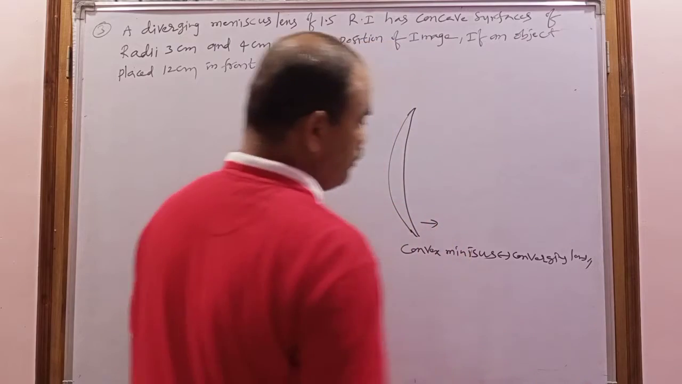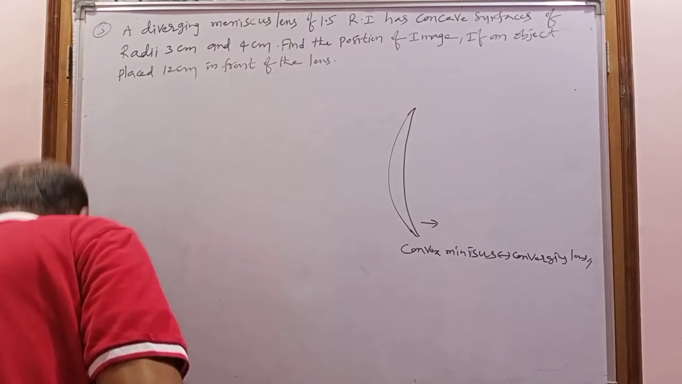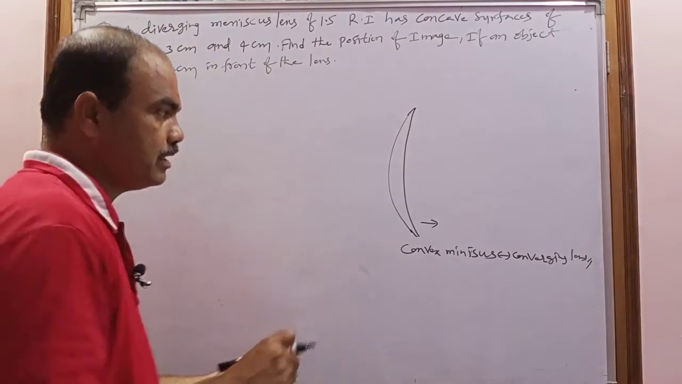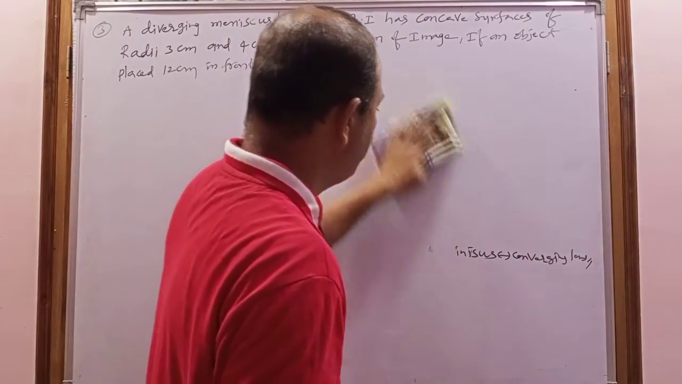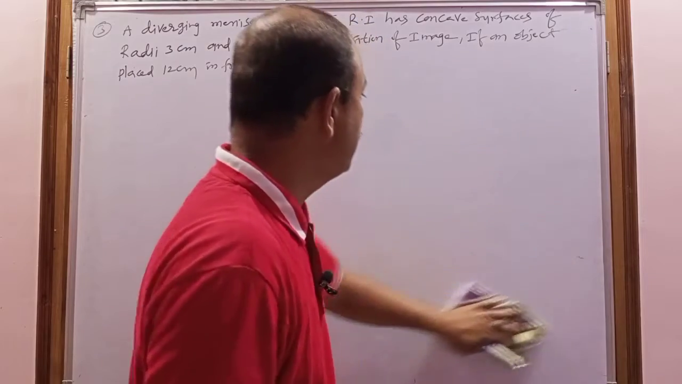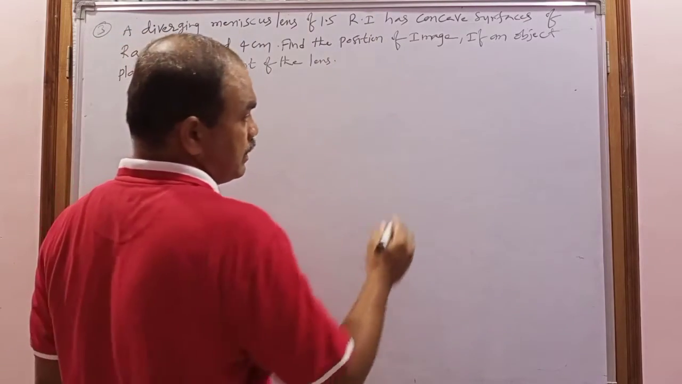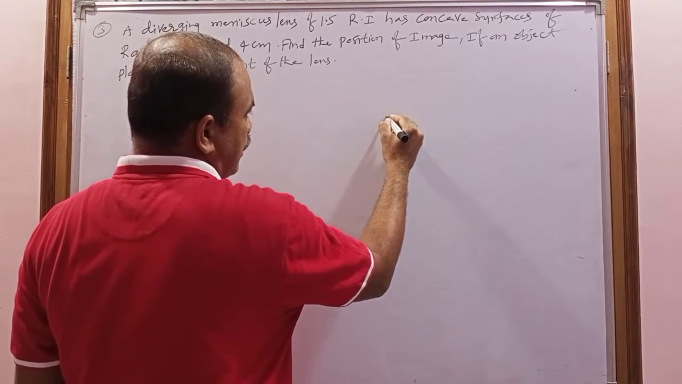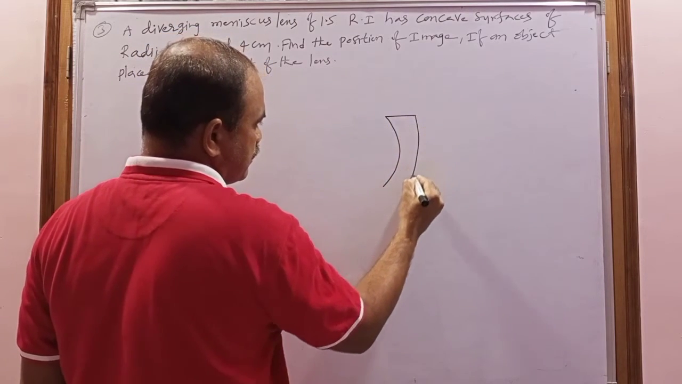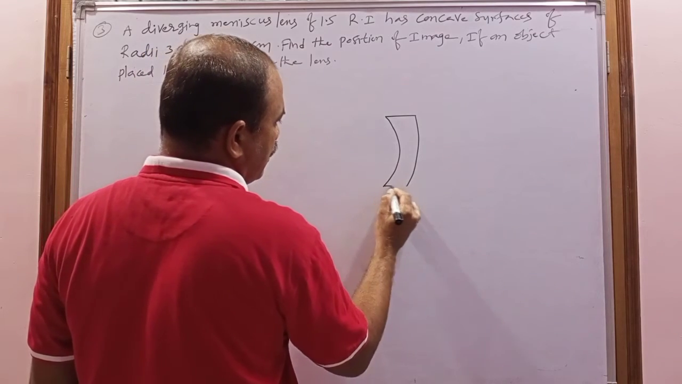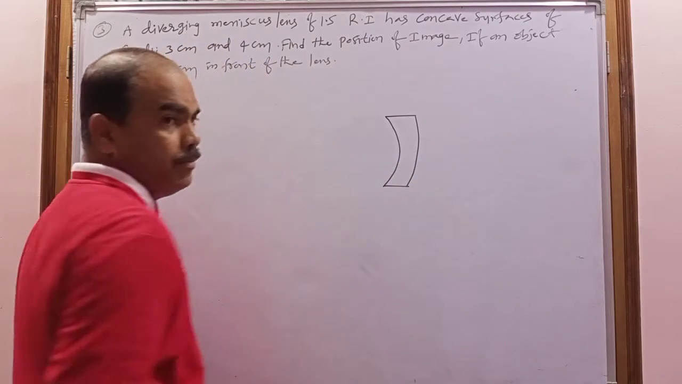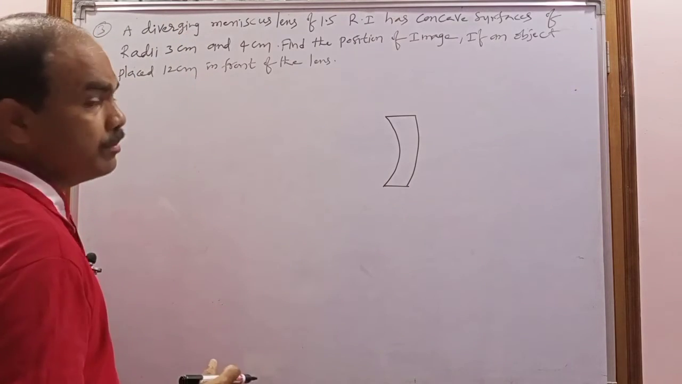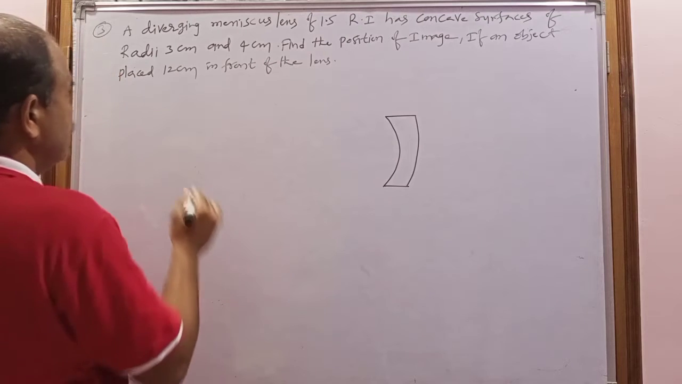But in this problem, what is given? It is a diverging meniscus. Diverging meniscus is nothing but a concavo-convex lens. It is which type of lens? A concavo-convex lens can act as a diverging meniscus or convex meniscus.